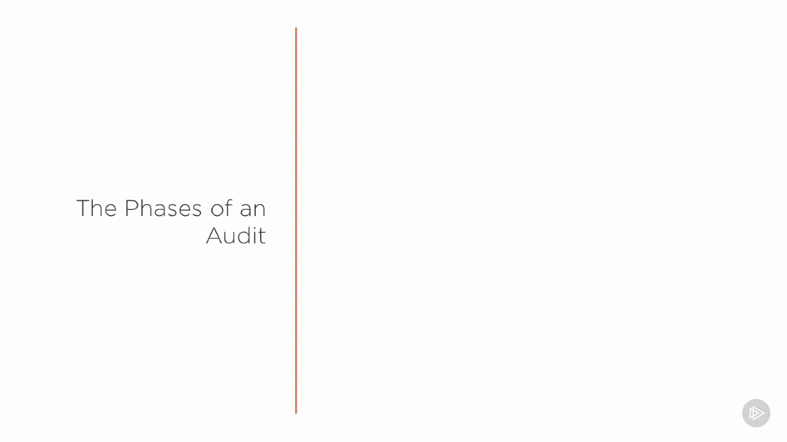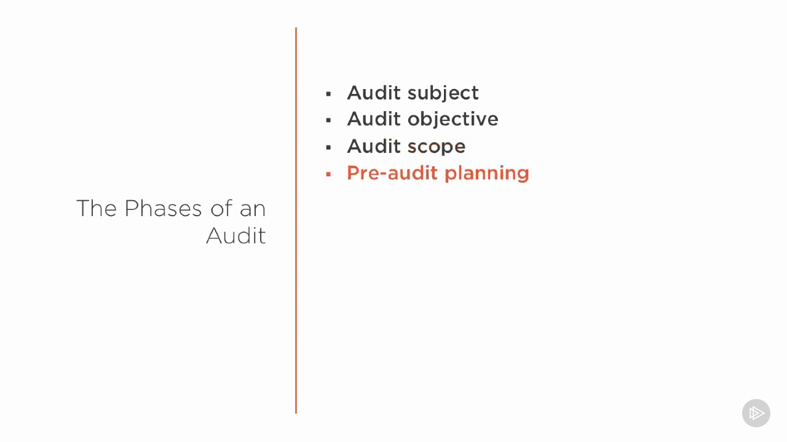The phases, therefore, of an audit start with determining what is the audit area or audit subject. What is the objective, or what do we want to prove or disprove through the accomplishment of this audit? What is the scope and boundaries? What will be included in this audit, and what will rather be outside of the scope of this audit? It is important when we conduct an audit that we have done pre-audit planning.